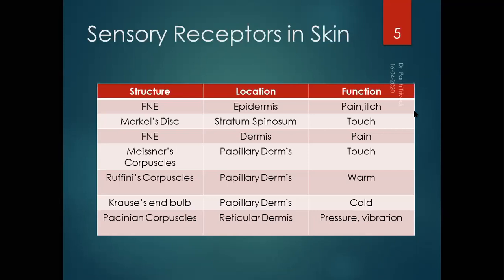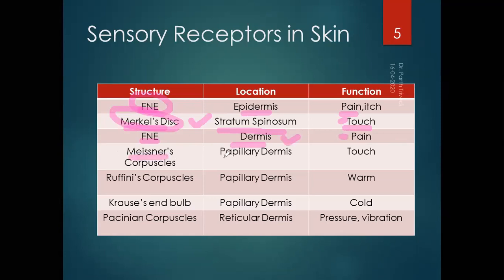So free nerve endings are affected. When are free nerve endings affected? When there is epidermis involved. Merkel disc is affected when there is stratum spinosum. Free nerve endings, dermis. So we all know free nerve endings is related to pain. Merkel's disc is related to touch. So in the case where stratum spinosum is involved, the touch sensations are affected. In the case where dermis is involved, pain is affected.